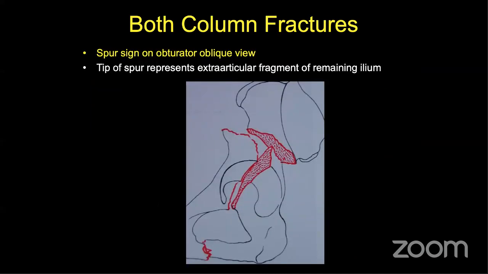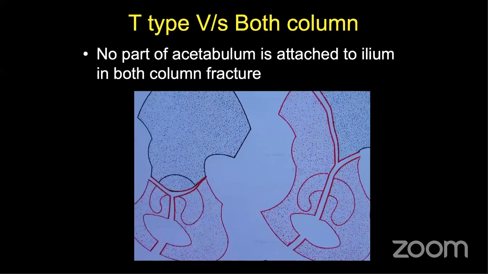Now, the main difference between a T-type and a both column fracture is this. In a T-type, some part of the acetabulum is still attached to the intact ilium. And in an associated both column, none of them is.